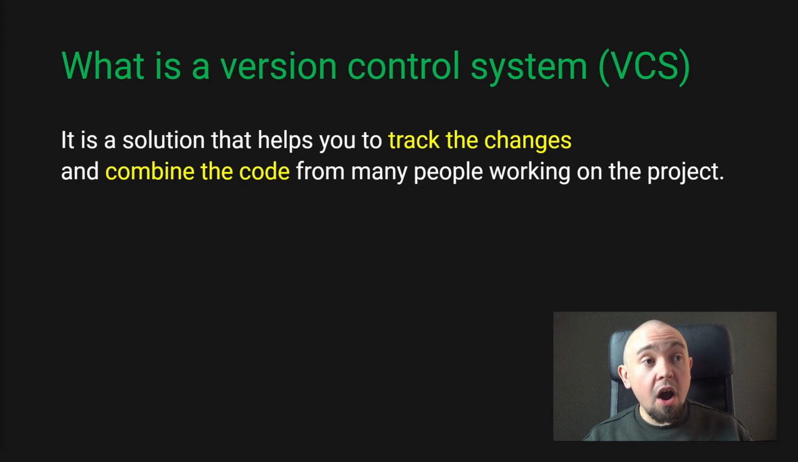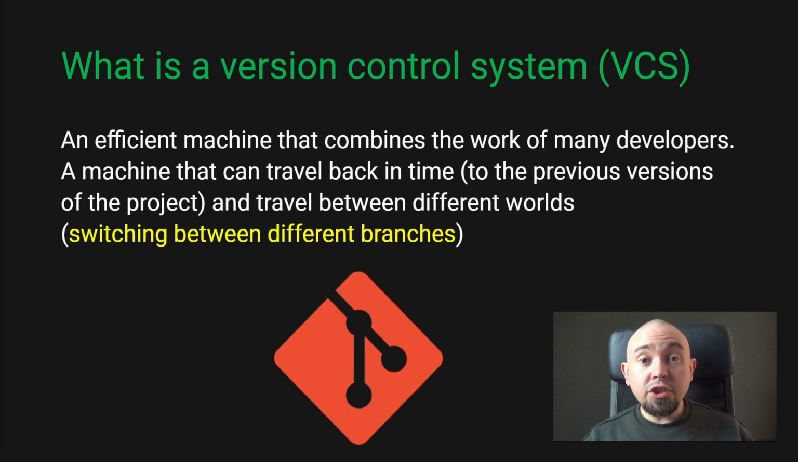Teamwork on a project often appears in these definitions, but the version control system is also suitable for improving one person's work on different branches of the same project. VCS allows us to track all the changes. We can see what has changed, when, and who introduced these changes. A version control system is also an efficient machine that combines the work of many developers. A machine that can travel back in time to the previous versions of the project and travel between different worlds, which is switching between different branches.